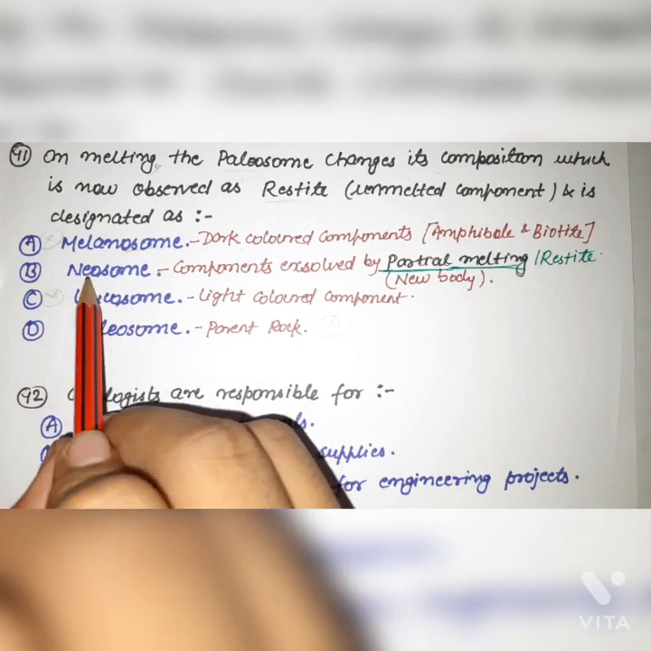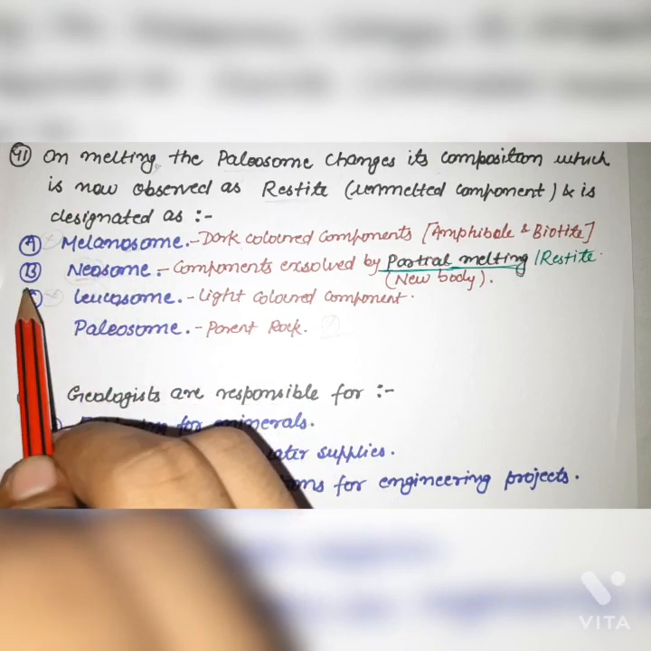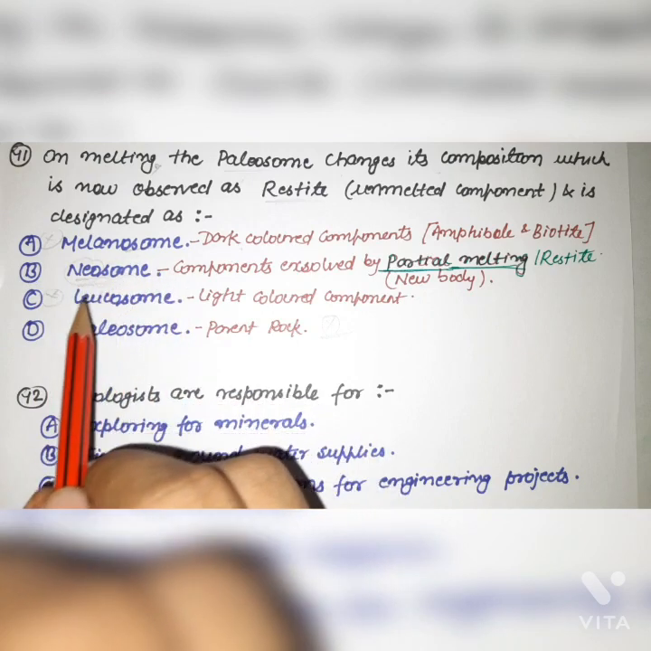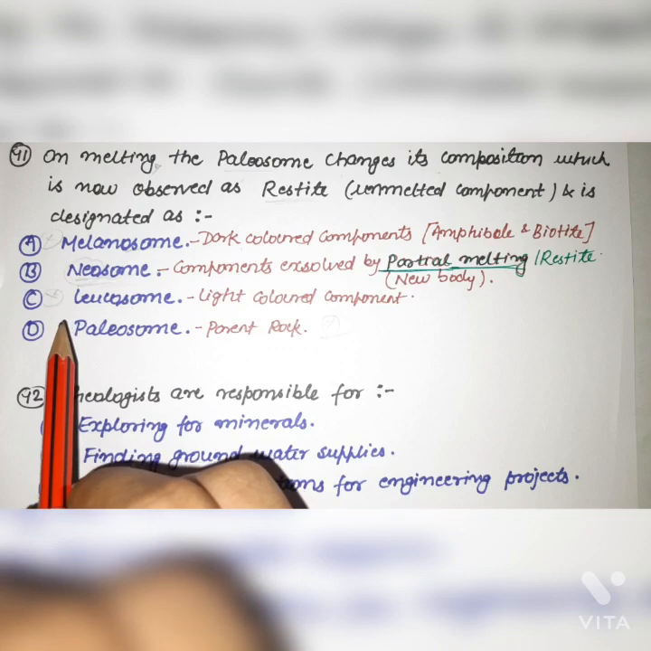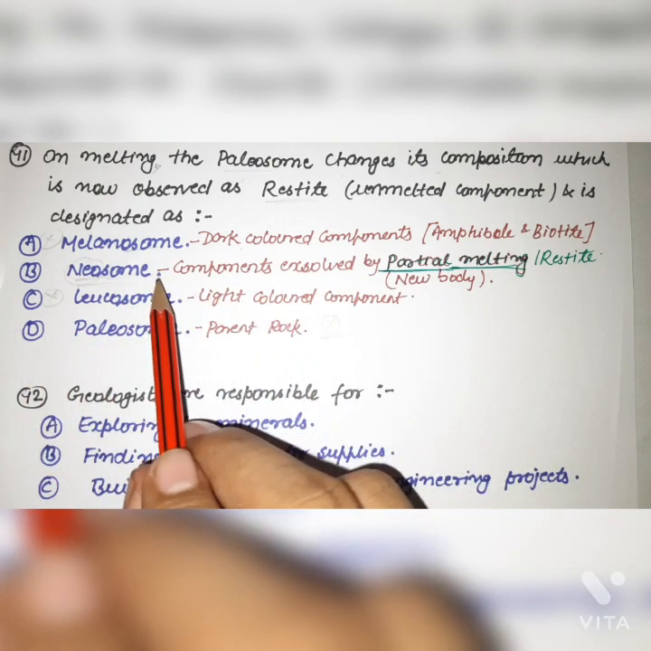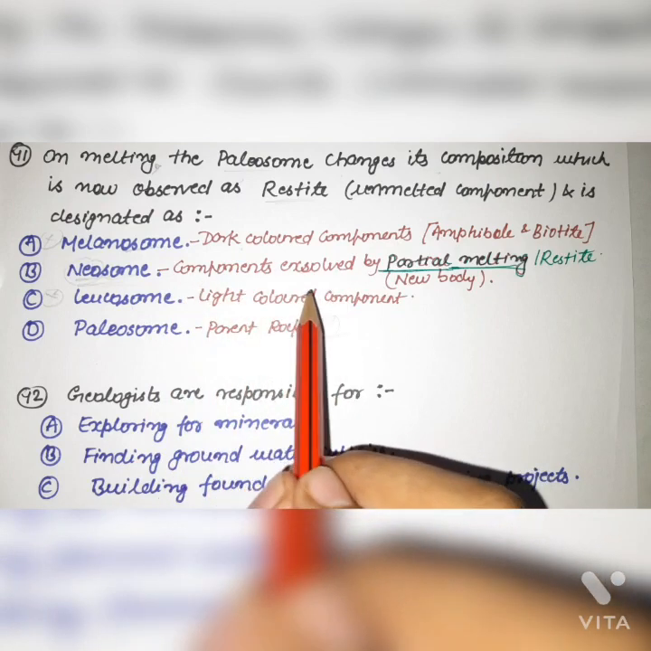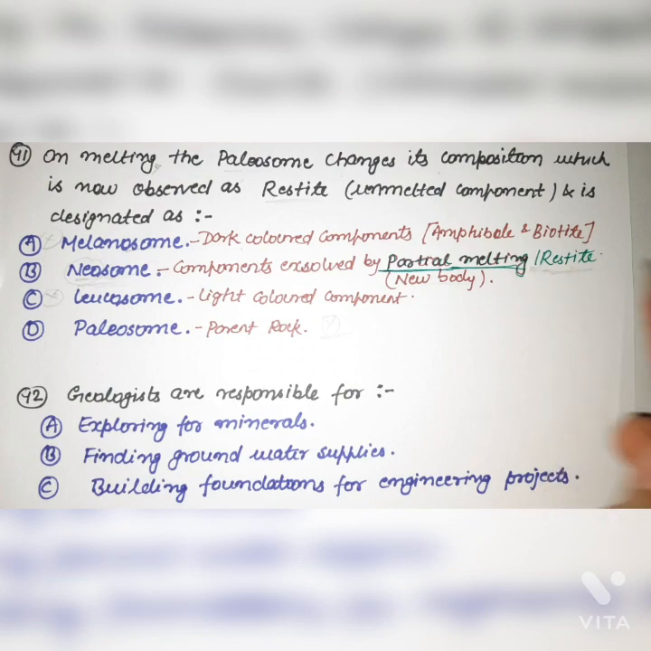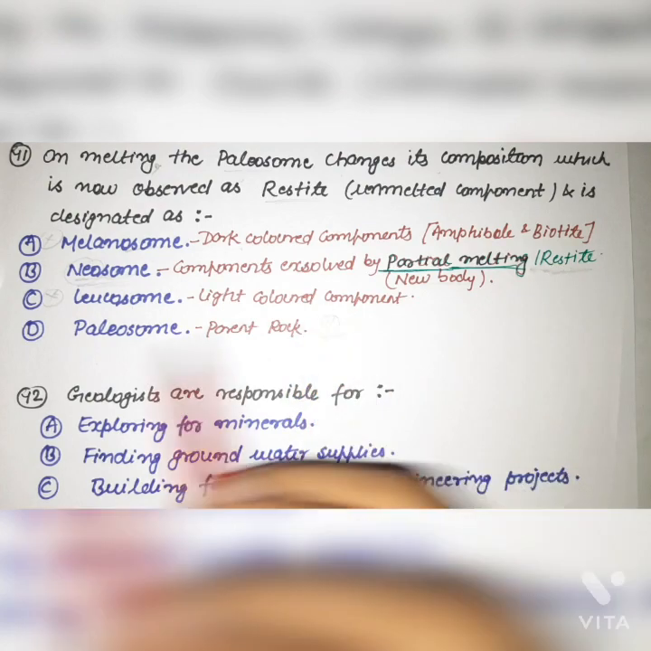Now only neosome remains. Neo means new, and some means body, I told you. So this is clearly the new body that is formed by the melting of paleosome when it changes composition, and it is now observed as restite. So clearly these are components that dissolve by partial melting, and these are also new body and can be recognized as restite. So the correct answer of this question will be neosome.